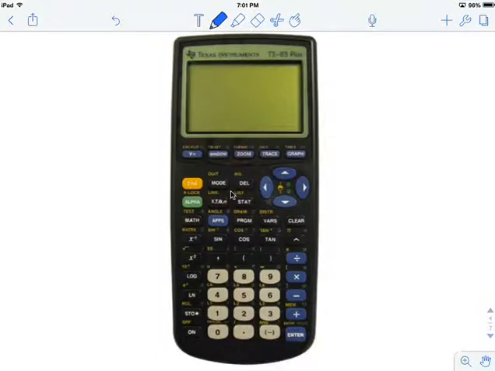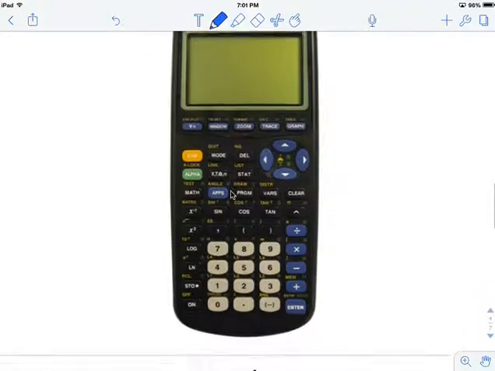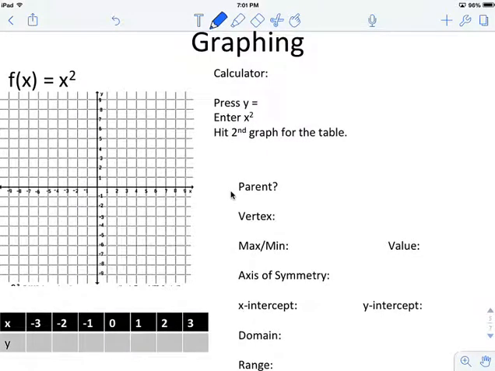This next video is going to go over how to graph a quadratic with a calculator. So make sure you have a calculator handy when we're going over this. The first one we're going to graph is our parent function. So yes, this is a parent function in which we are graphing y equals x squared.